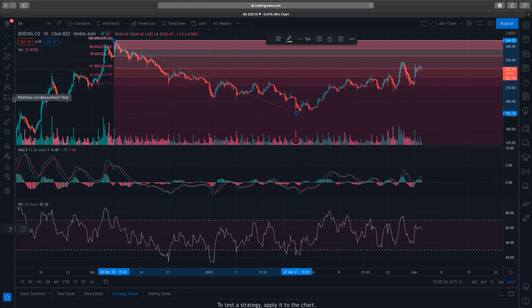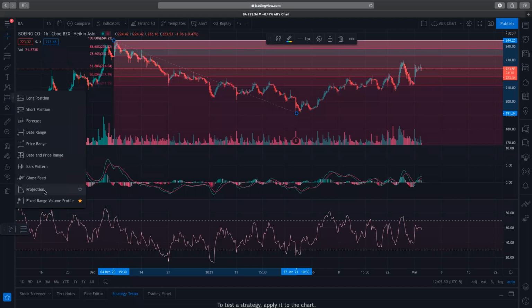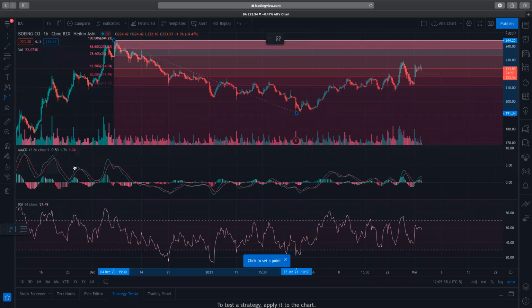All right, so one other thing I like to add to my fib is going to be the volume, the fixed range volume profile. And one other cool thing about TradingView, you can actually star your favorites so you don't have to dig around all the time. So same thing, you're going to chart it, same place as you charted your fib.